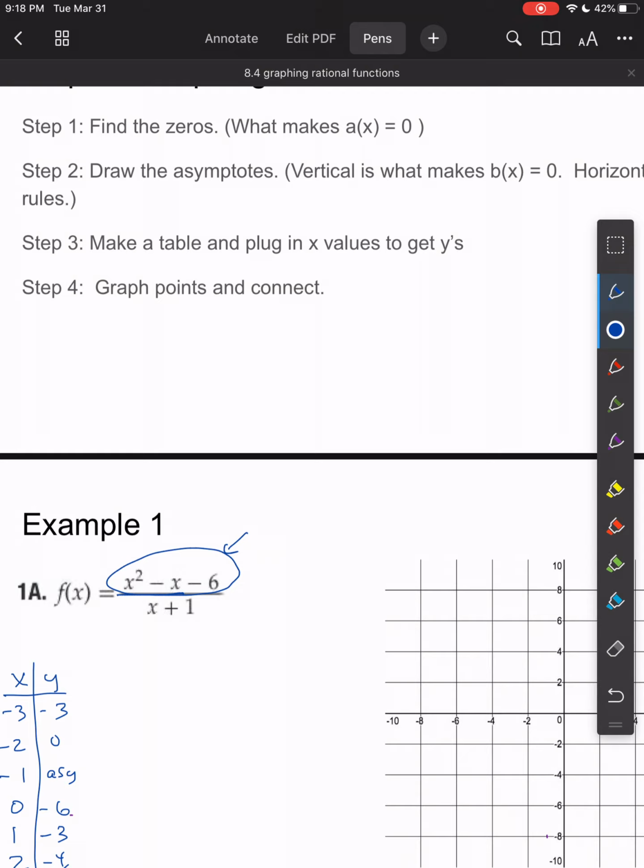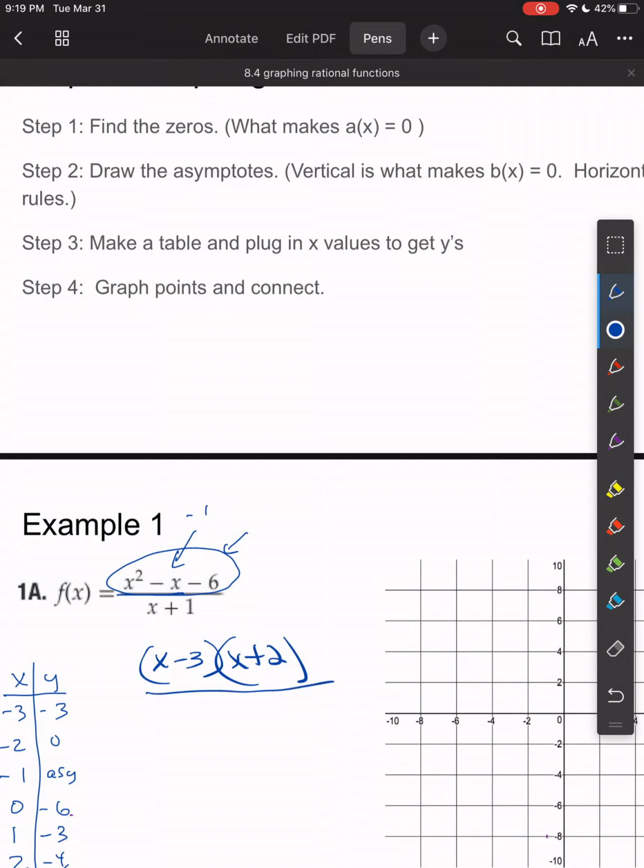Well, the factors of 6 that have a difference of -1, I hope I said -1, but anyway, the two factors that work for this would be x - 3 and x + 2. Because -3 times 2 gives you -6, and -3 plus 2 gives you -1. Okay? And if you FOIL it out, you should get the same thing back.